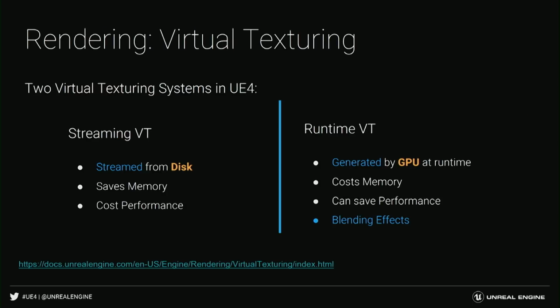So the next thing I want to talk about with rendering is virtual texturing. There are two main virtual texturing systems in UE4: the streaming VT and the runtime VT. We're mostly going to talk about the runtime VT right now, but for a quick rundown of the difference, the streaming VT is streamed from disk, and its main idea is to save memory, but it costs some performance. The runtime VT is generated by the GPU on demand, and in general it costs memory, but it can save some performance. And that's where we get a lot of interesting blending effects and different features inside of materials, from the runtime VT.